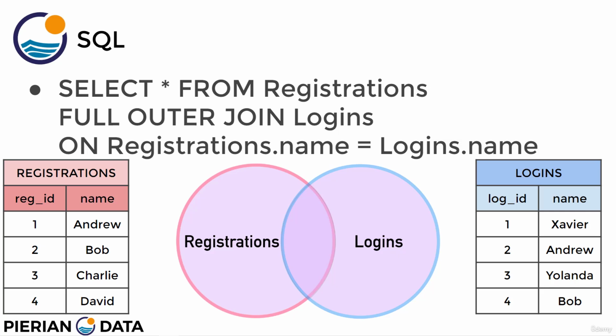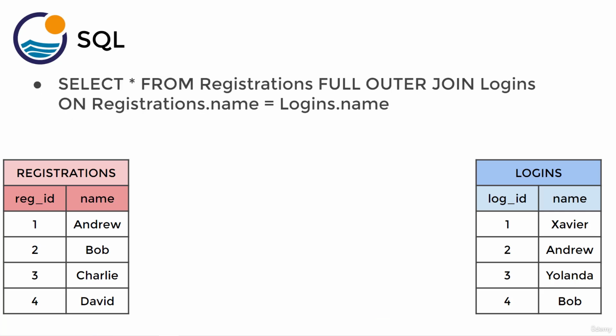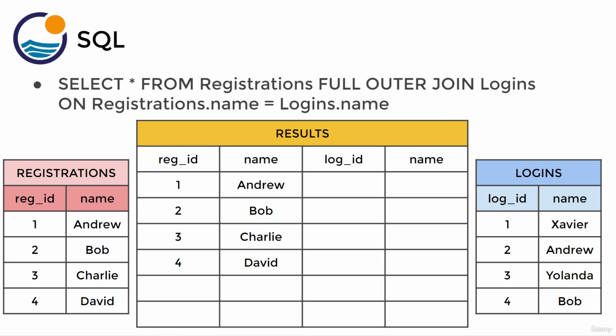First, we're saying grab everything from the registrations table. I'm going to first make the font a little smaller so we can fit in the results table. We're going to fill in the results table the way we can think about this. We're saying grab everything from registrations and a full outer join on logins. So we fill in first everything from registrations. Again, we don't need to worry whether or not they're in table B, logins, because we're grabbing everything anyway. So we fill in Andrew, Bob, Charlie, and David.